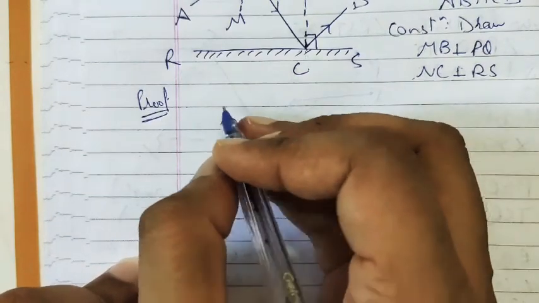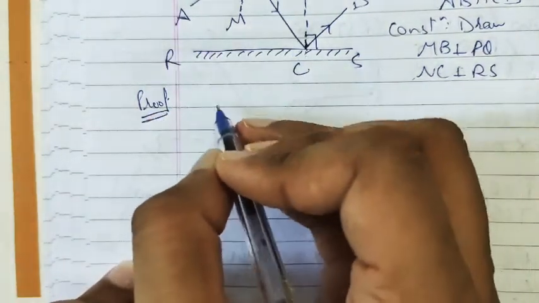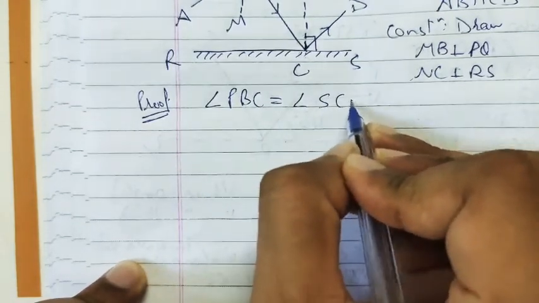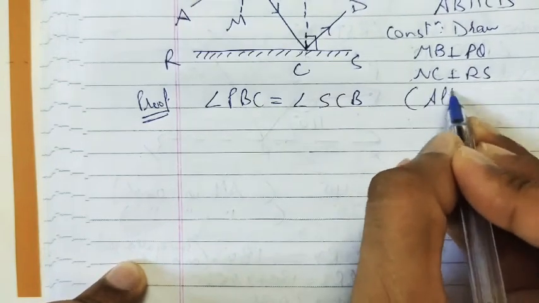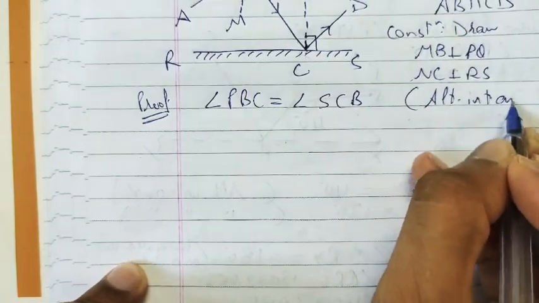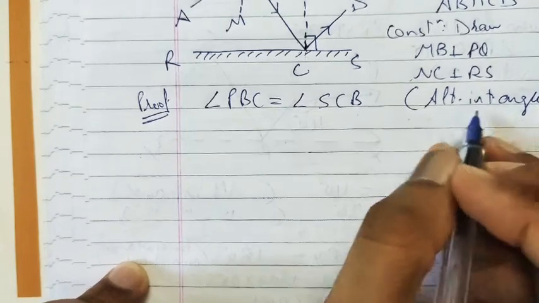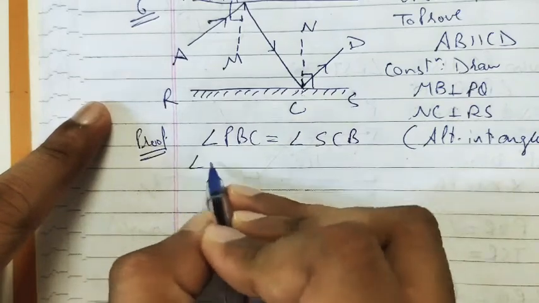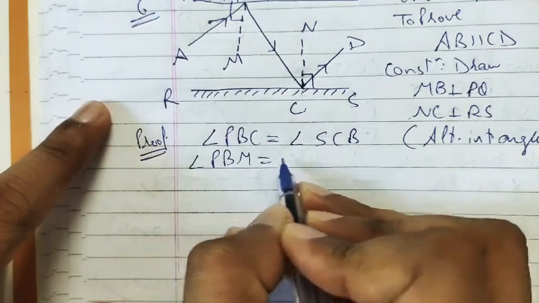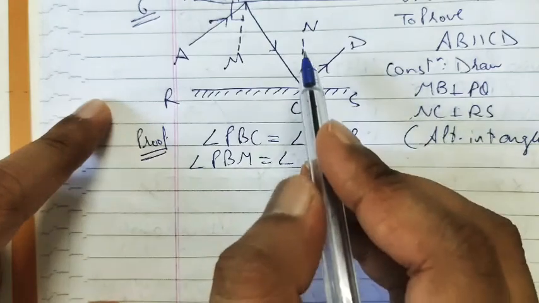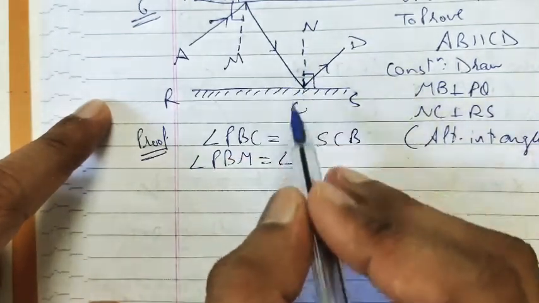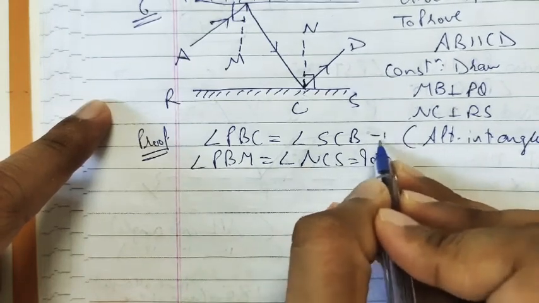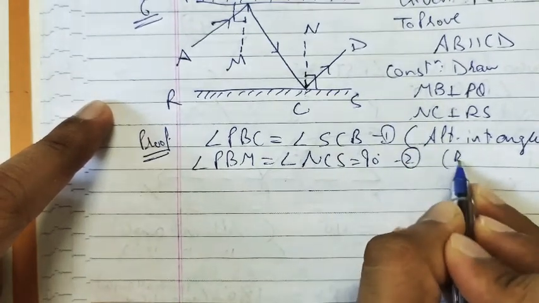So let's begin. We know that PQ is parallel to RS, so angle PBC is equal to angle SCB. Reason, alternate interior angles. Also we know that angle PBM is equal to angle NCS, which is equal to 90 degrees. This is equation first, this is equation second, by construction.